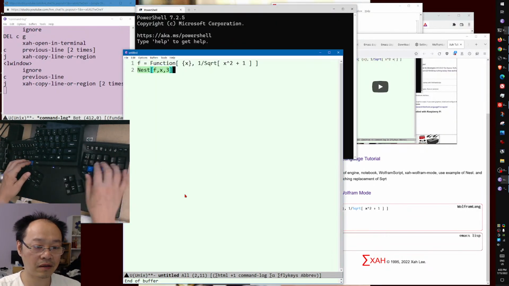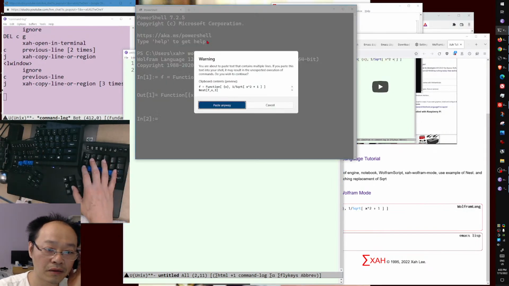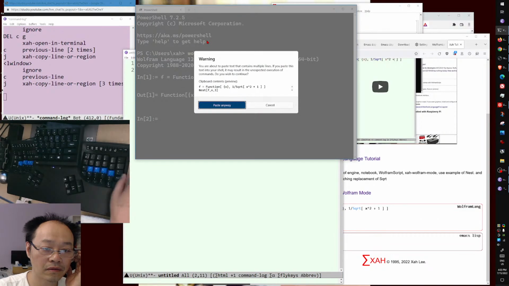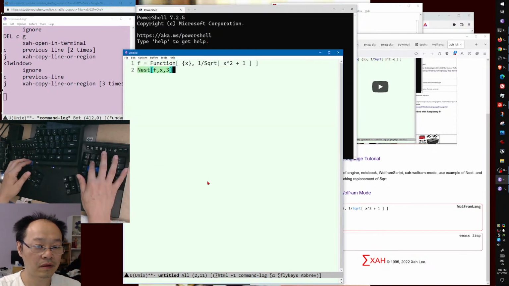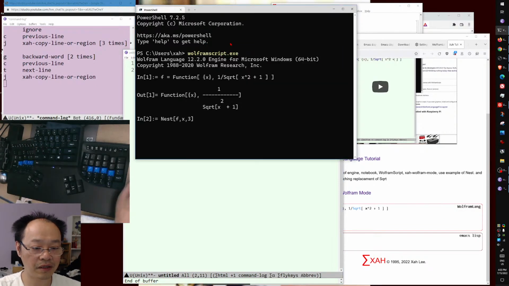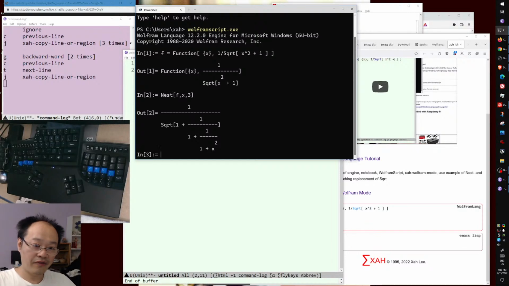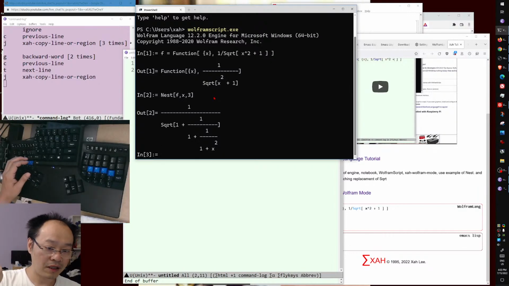Now let's nest this function. Yeah, I don't want that. Paste anyway. I don't want paste lines, okay? There it is. I think what happens is that if you paste something that contains a line return, it'll screw up things. Okay, so now you see we got the expression.